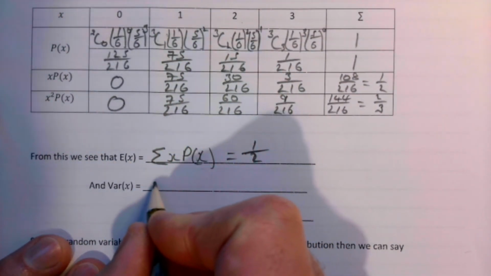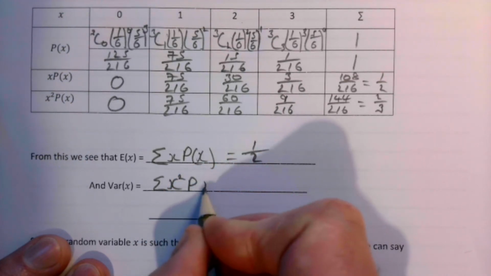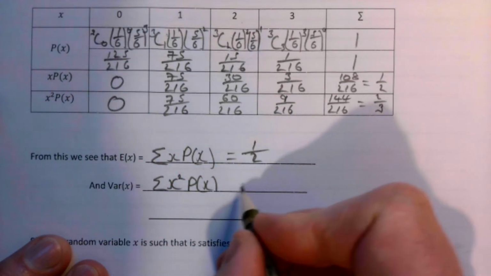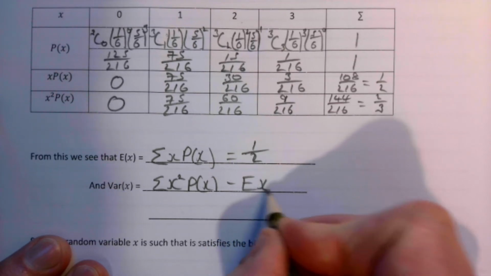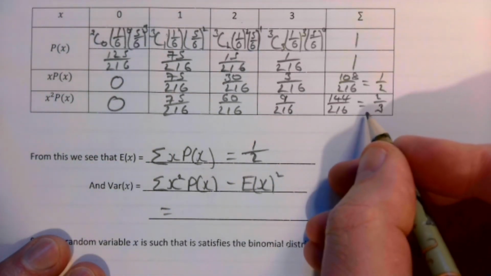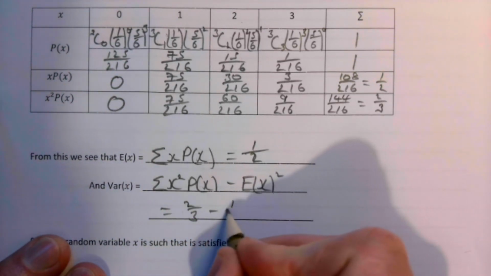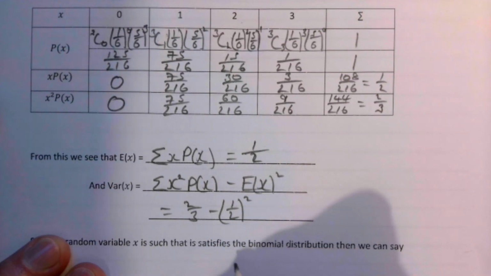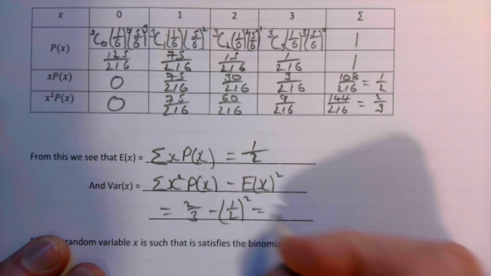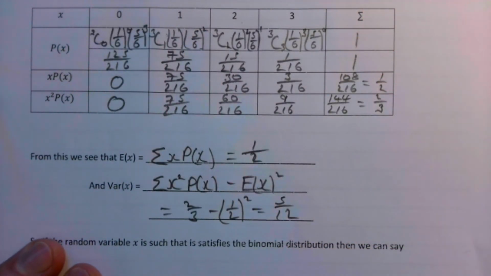And the variance, the way you work that out, is the sum of x squared P of x, take away expectation of x squared. So that's the 2/3, take away a half squared. 2/3 take away a half squared gives us 5/12.